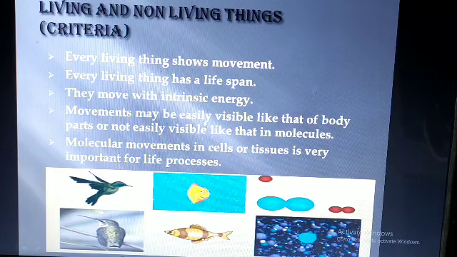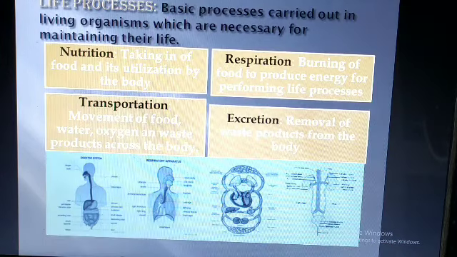Movements may be easily visible, like that of body parts, or not easily visible, like those in molecules. Molecular movements in cells or tissues are very important for life processes. These are certain points to be kept in mind for living things, but none of these characteristics are noticed in non-living things. And we studied what living things perform: the basic processes called life processes, right?